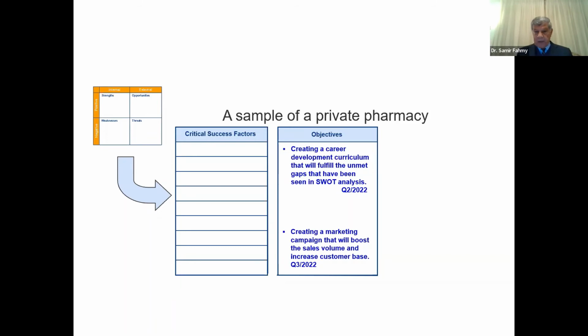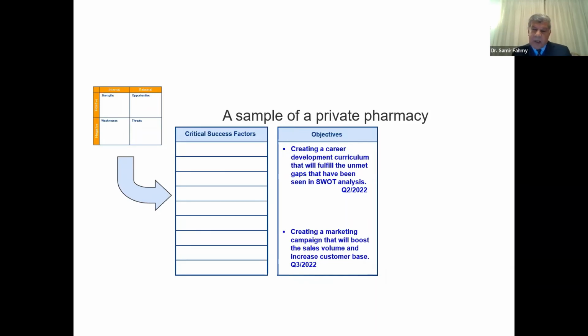And we put here Q2 2022. Another objective, we said, creating a marketing campaign that will boost the sales volume and increase customer base, to be finished or done at Q3 2022.